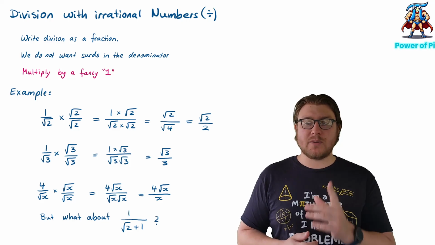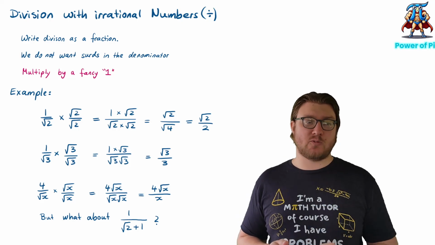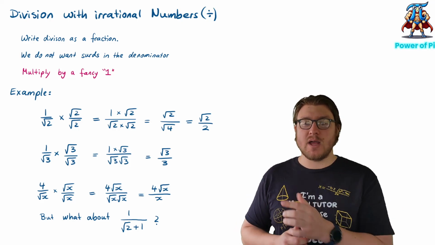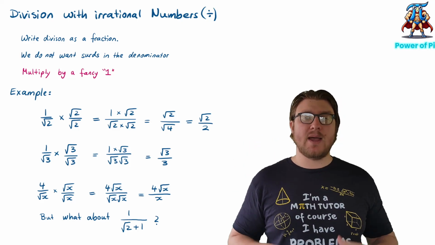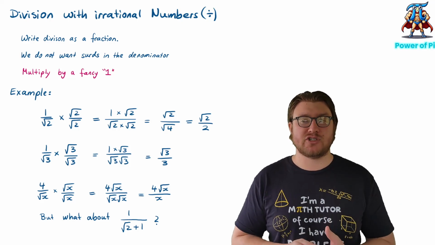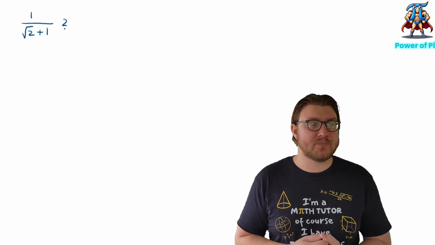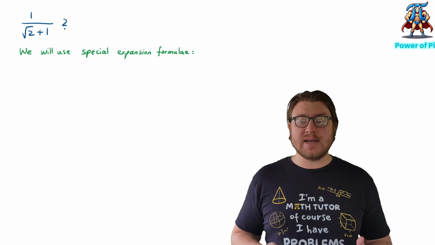Okay, but what do we do if we have 1 divided by the square root of 2 plus 1? What do we do now? These ones seem pretty straightforward after I've shown you the first step. Let's have a look at what we can do for any of these divisions by irrational numbers. So this is the question that we're looking at in the beginning.